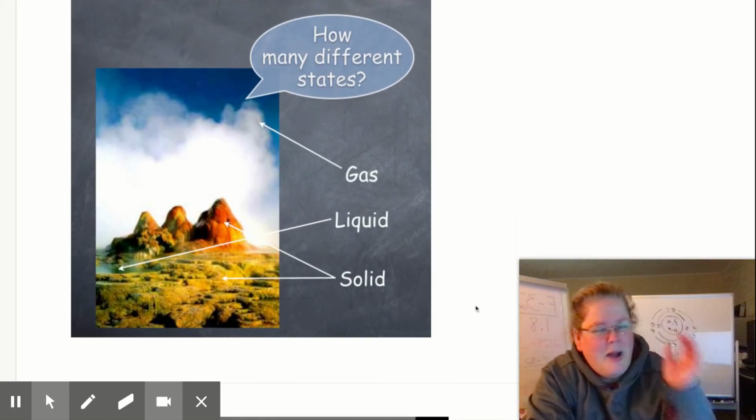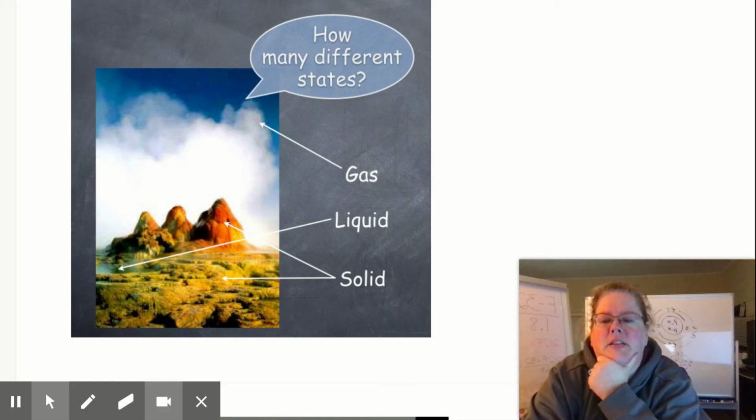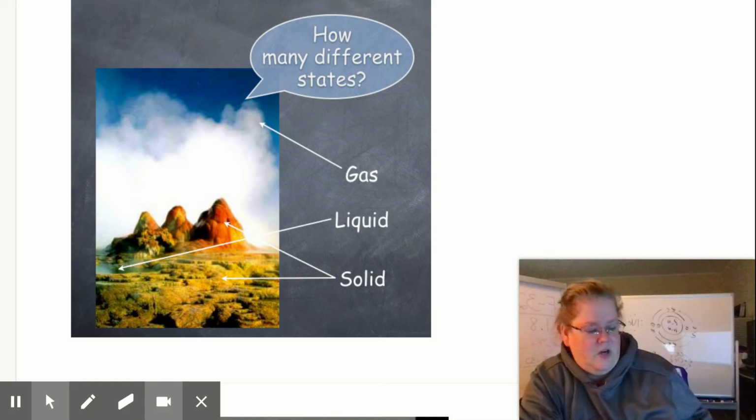Something like this is probably going to be on your test, where I'm going to have some kind of picture for you to identify. We have steam coming out of a geyser, that's our gas. We have liquids in the pools that are collected in the rocks, and the rocks, of course, are our solids.